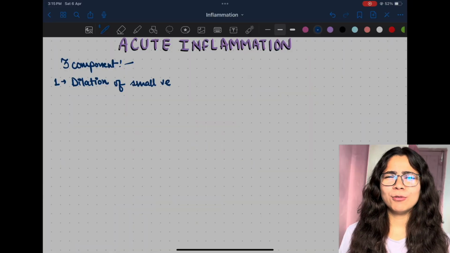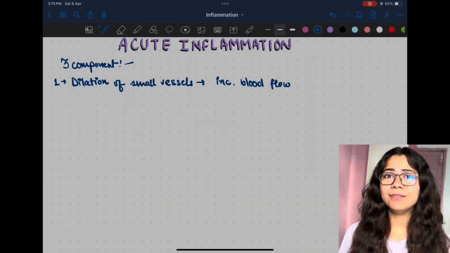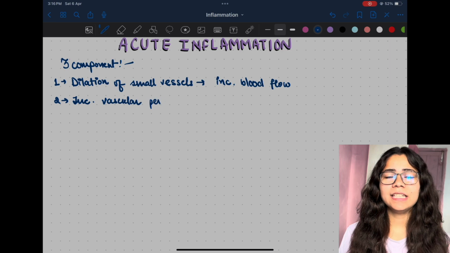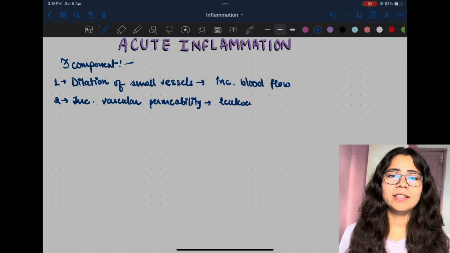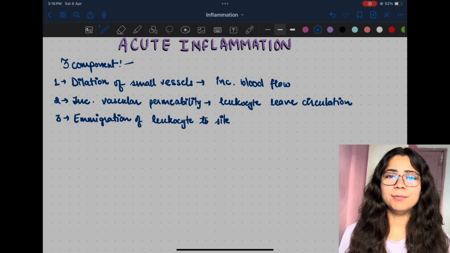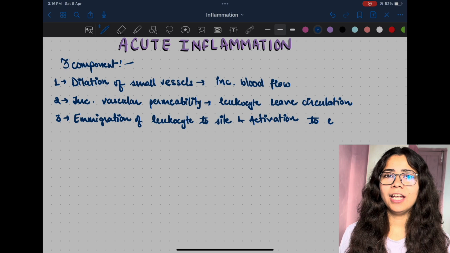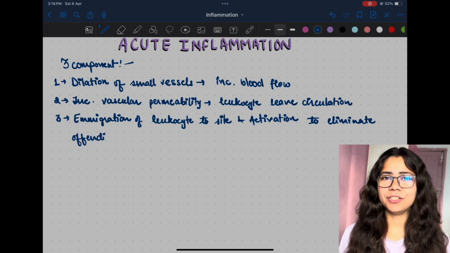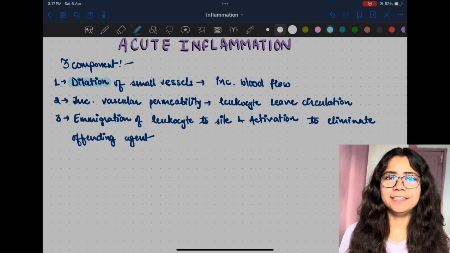Let's start with acute inflammation first. It has three major components through which it works. First is dilation of your small blood vessels that leads to increase in blood flow, and second is increased vascular permeability that will permit the leukocytes to leave the circulation, and third is immigration of leukocytes from the blood vessel to the site of injury and then eliminating the offending agent. We will understand all this one by one.